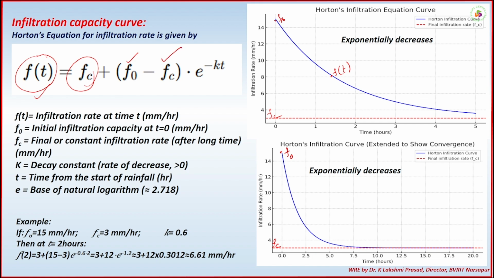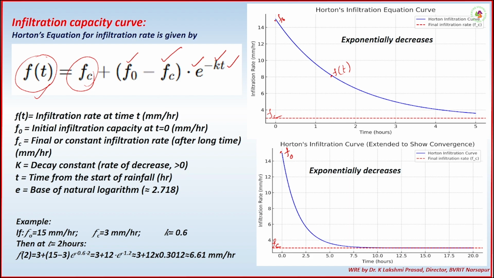Then Fc, the constant, I mentioned. What is e? It is nothing but the natural logarithm base. What is k? k is the decay constant, which is always greater than 0. And then t is nothing but the time from the start of the rainfall.